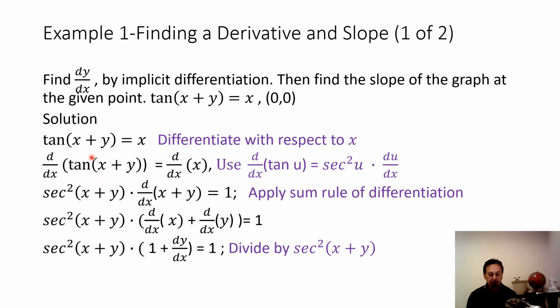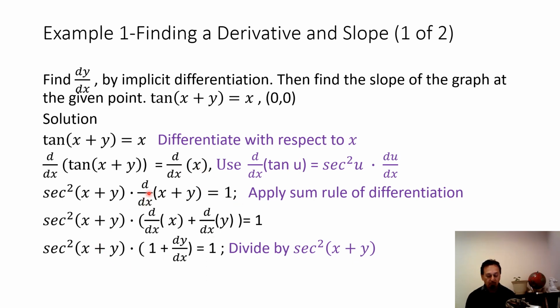Now it is not tangent x, it's not tangent y, it's tangent of x plus y. So we apply the chain rule: d over dx of tangent u is secant squared u times du over dx. Now apply this here, so tangent becomes secant squared, keeping the x plus y, but at the end multiply by the derivative of x plus y with respect to x. And on the right side, the derivative of x is simply 1.